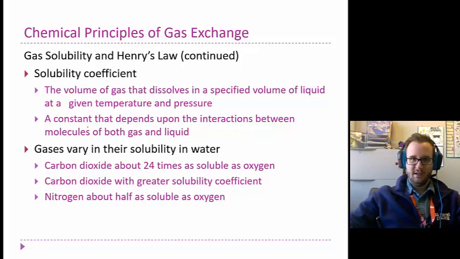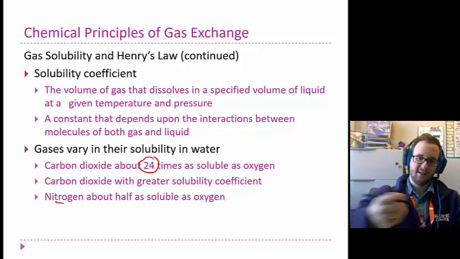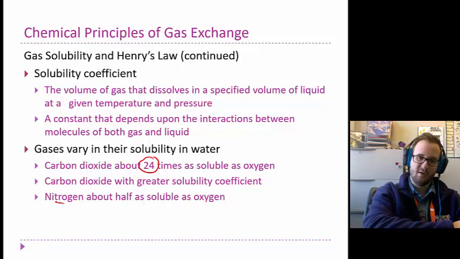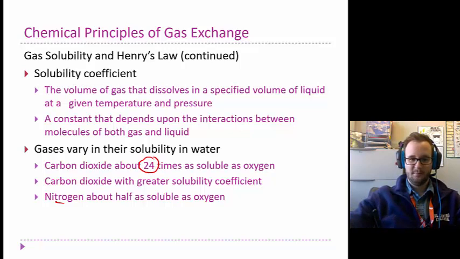So if a gas has a high solubility coefficient, this means that it's going to be more soluble in water. And carbon dioxide has a solubility coefficient that's about 24 times greater than that of oxygen. So it dissolves in water very easily. Whereas oxygen then is not as soluble in water. And nitrogen is about half as soluble as oxygen. So this is why nitrogen doesn't cause problems at sea level, but if you go under deep pressure and that gas gets dissolved in your bloodstream, if you rise up too quickly, it pops out underneath your skin, and so that's a big problem.